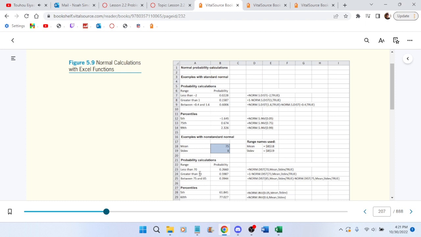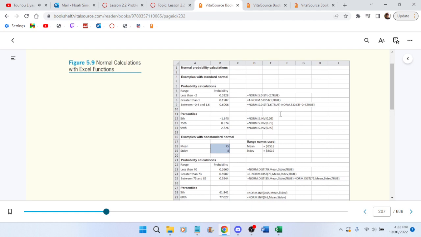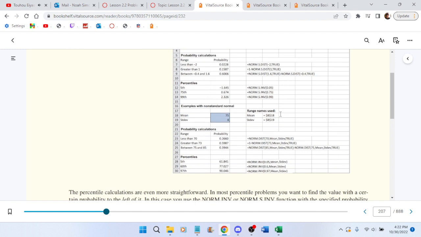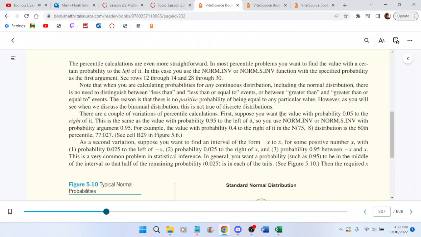Yeah, but what about the probability of greater than or equal to the number? Oh, come on. What about greater than or equal to a number? God dang it. What about greater than or equal to? Come on.